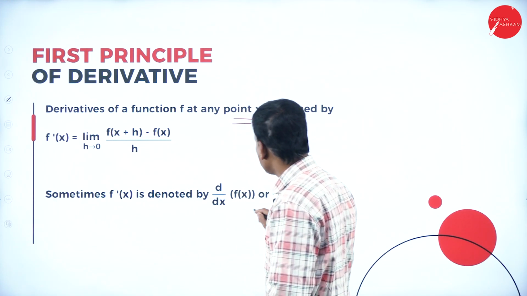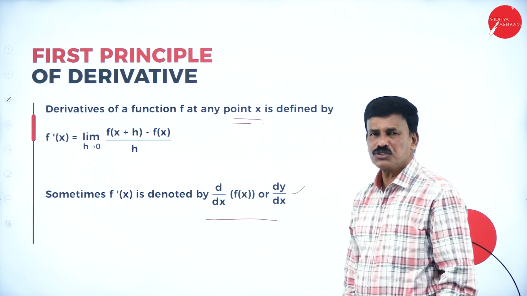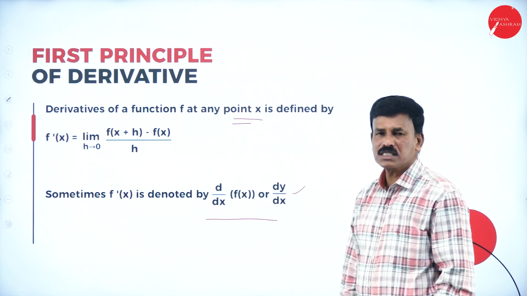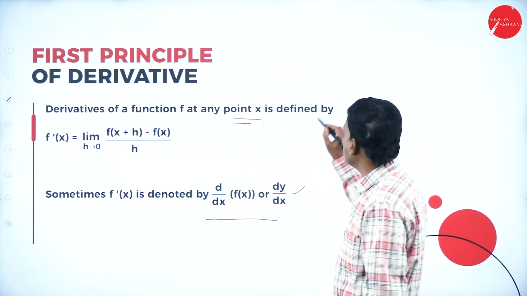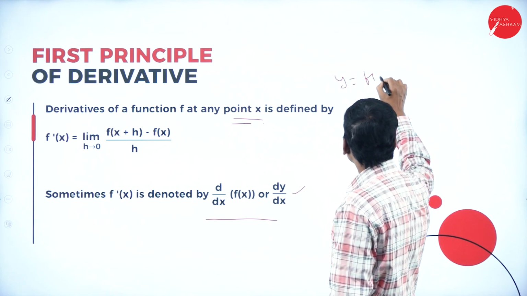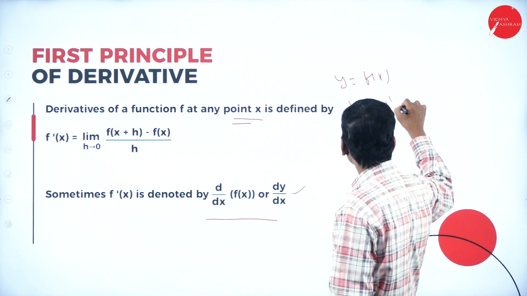Sometimes f dash x is also denoted as d by dx of f of x, or it is also called dy by dx. dy by dx is called the derivative of a function. So, for any function y is equal to f of x, dy by dx is nothing but f dash of x.